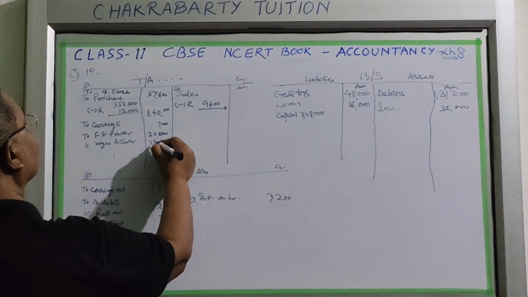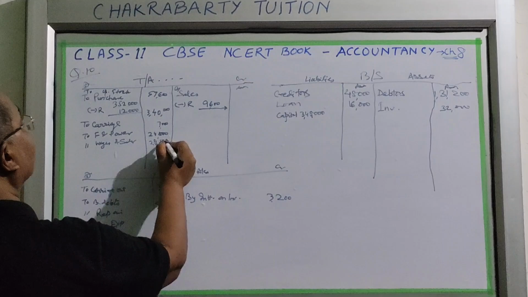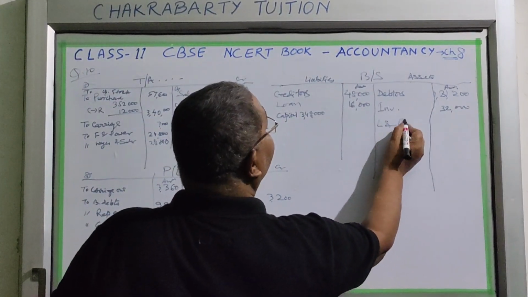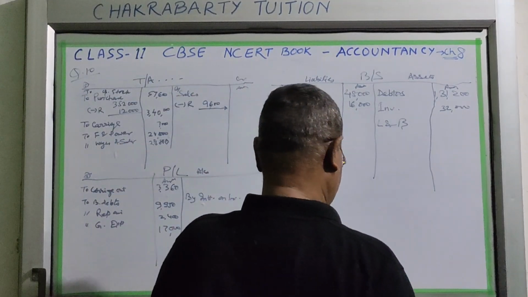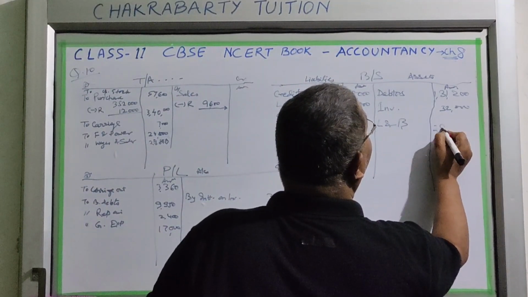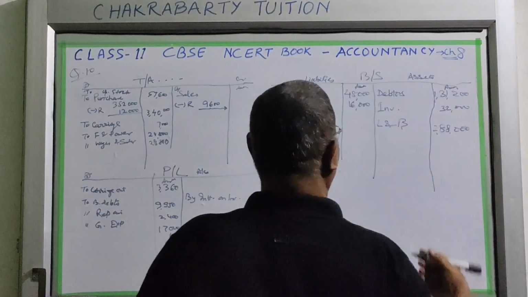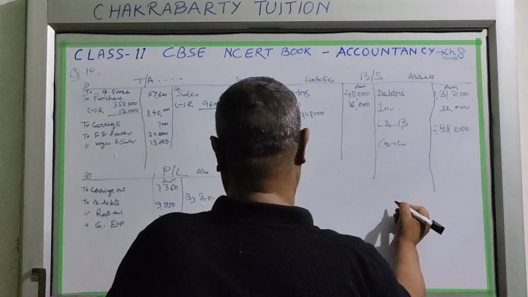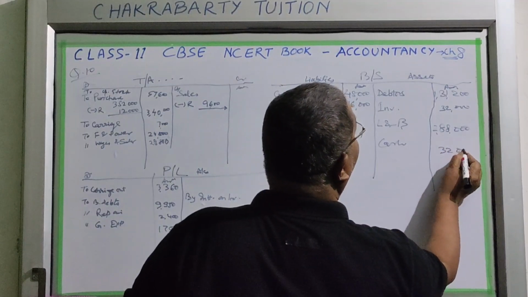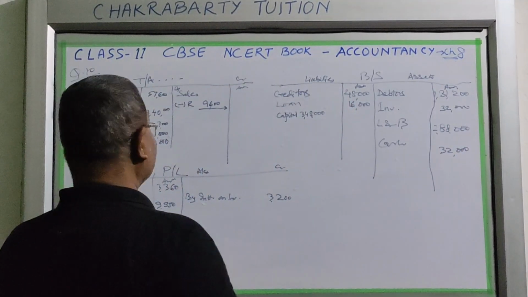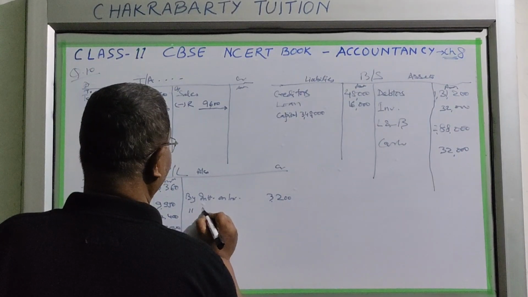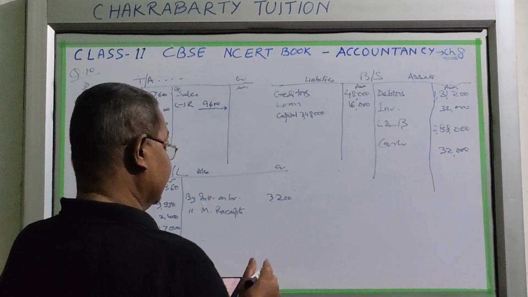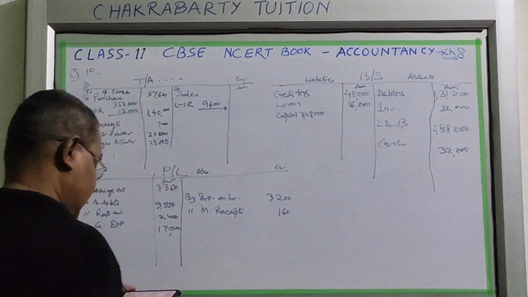28,000. Okay, 28,800. Land and building, 2,88,000, it is here. Cash in hand is 32,000. Okay. Miscellaneous receipts. Miscellaneous receipt may be some revenue, income, commission and so on. Miscellaneous receipt 160. Okay, it will come here.